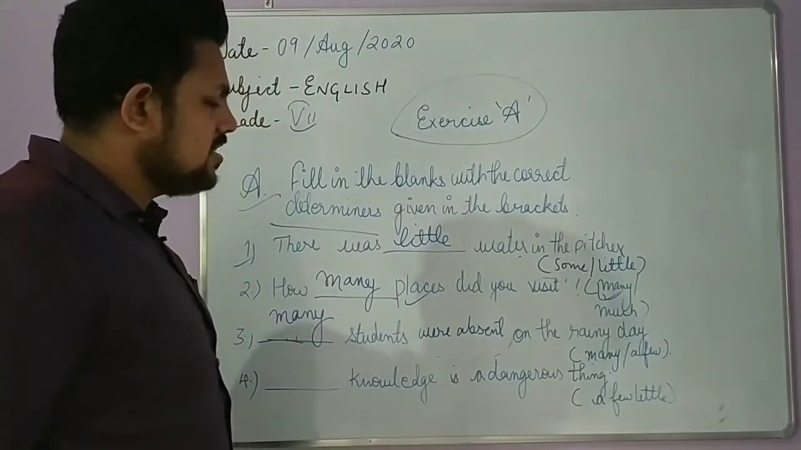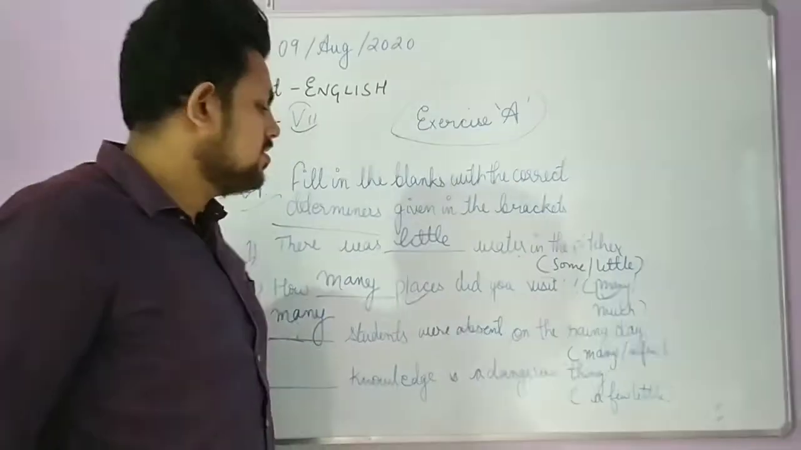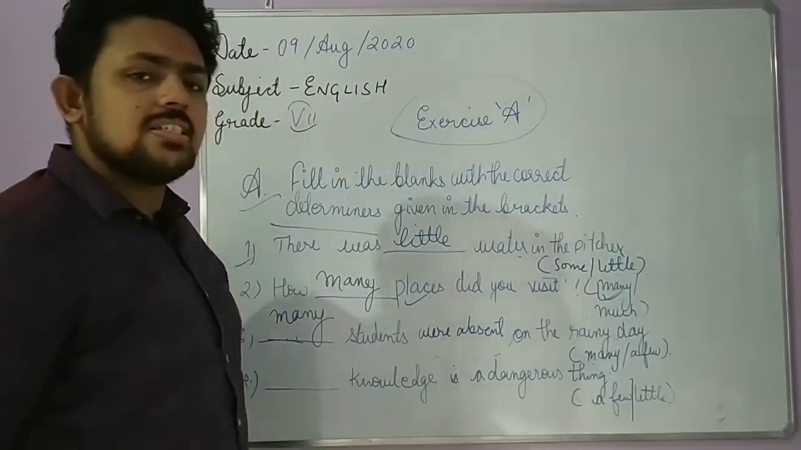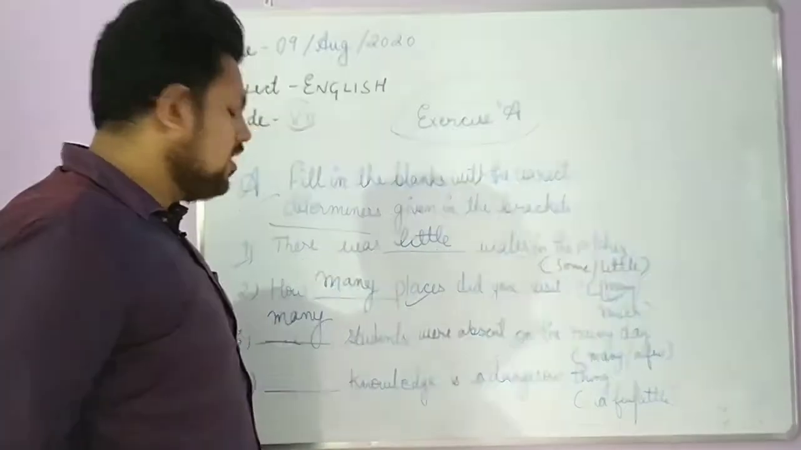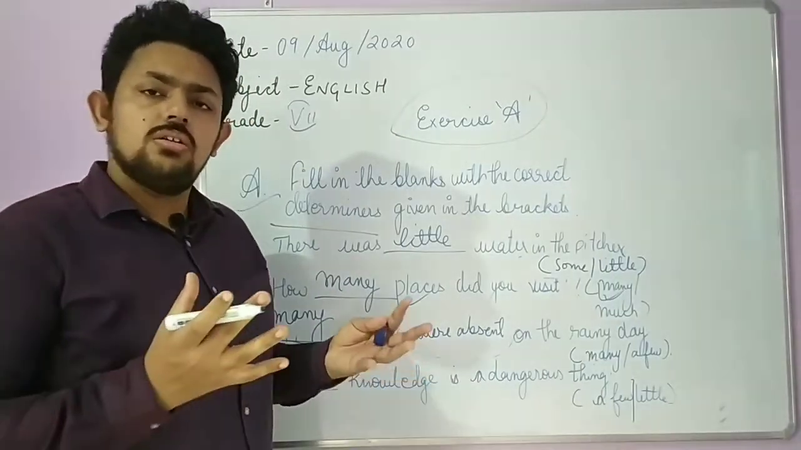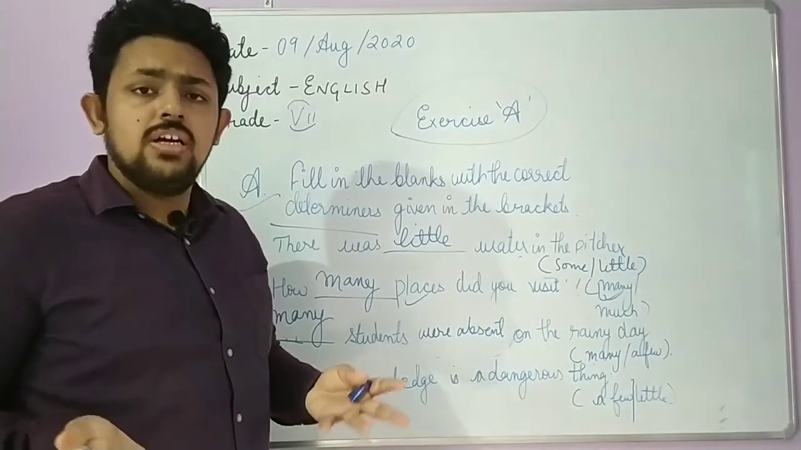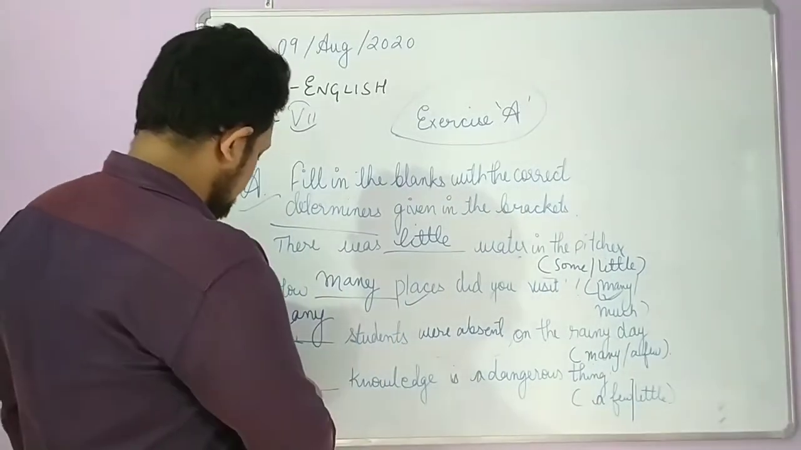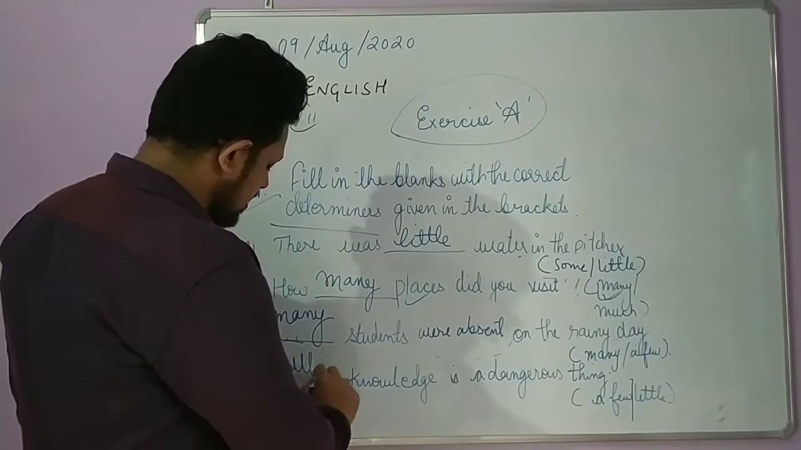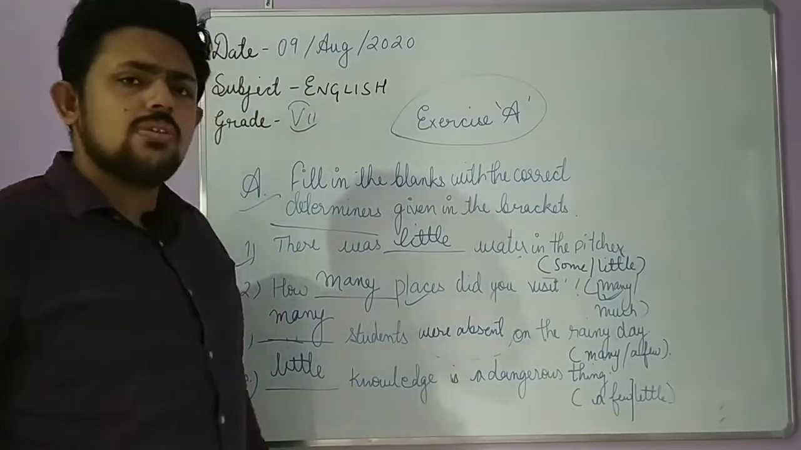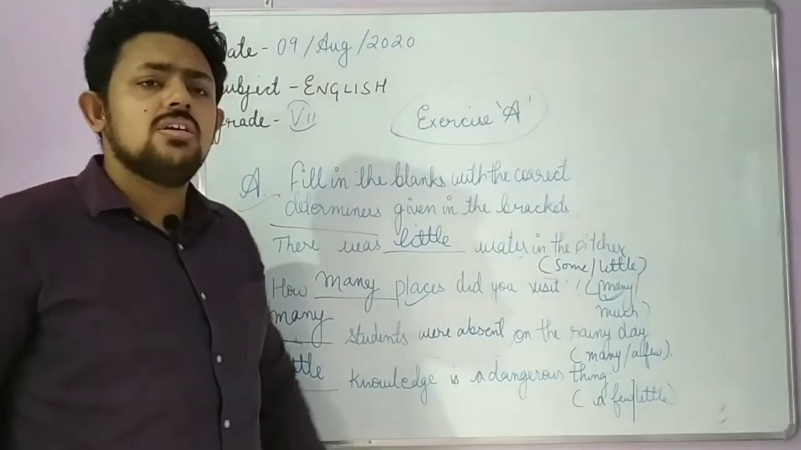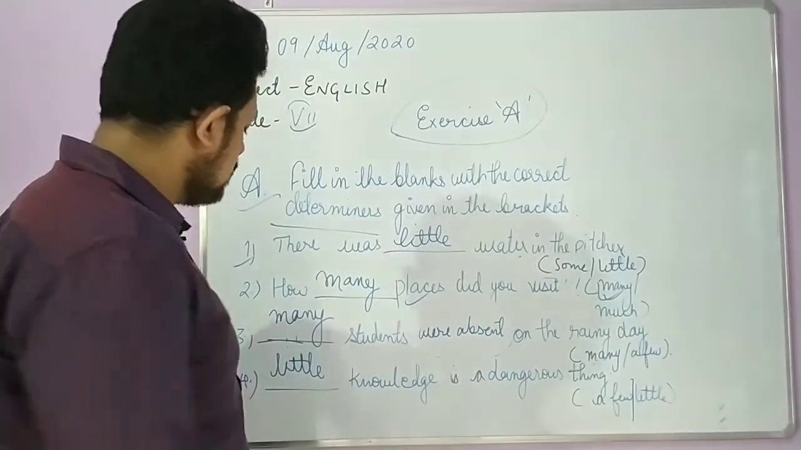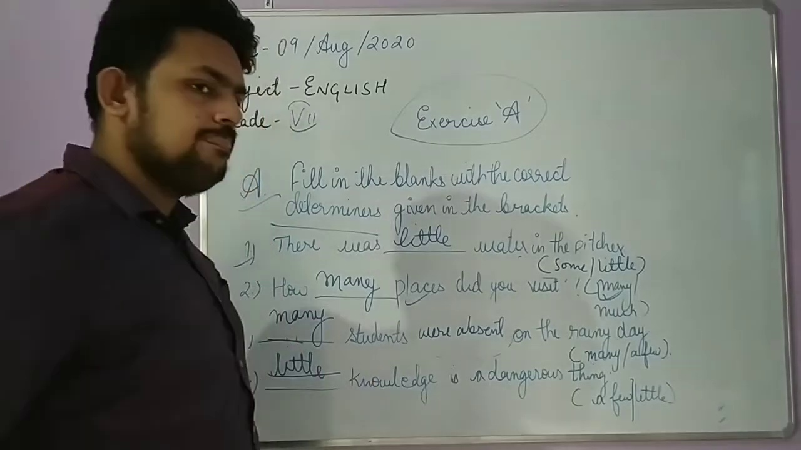Dash knowledge is a dangerous thing, and we have 2 options, a few and little. Knowledge can't be counted. You cannot count the number of knowledge that you have. So you will put little. Little knowledge is a dangerous thing. A few means you can count it, like 3% of knowledge. So it is not a countable noun, and we will put little over here.